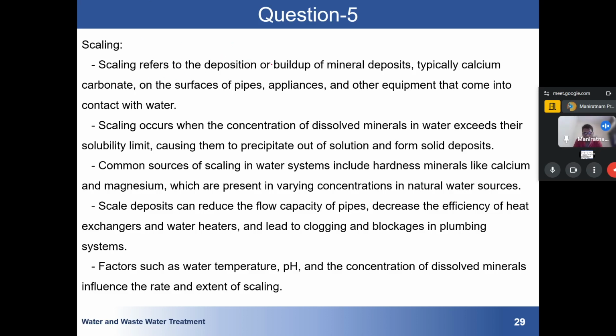Scaling refers to the deposition or buildup of mineral deposits, typically calcium carbonate, on the surface of the pipes. This calcium carbonate is white in color. Scaling occurs when the concentration of dissolved minerals in water exceeds their solubility limit. What is the solubility limit? The solubility limit is Ksp, causing them to precipitate out of the solution and form solid deposits.